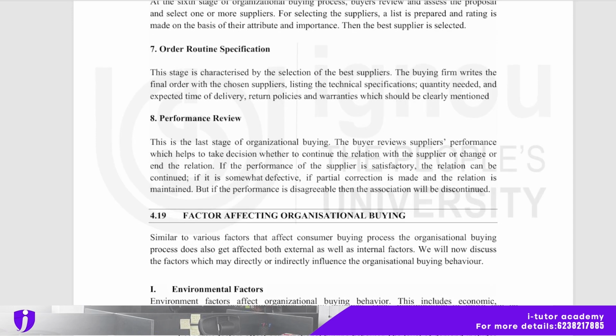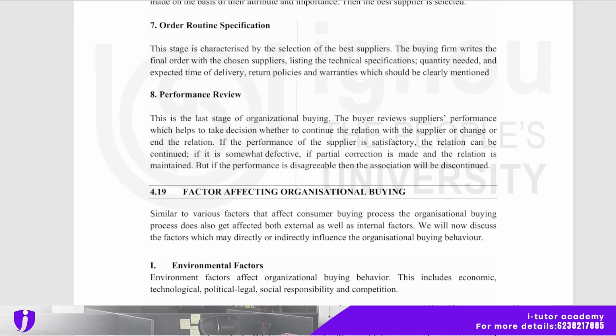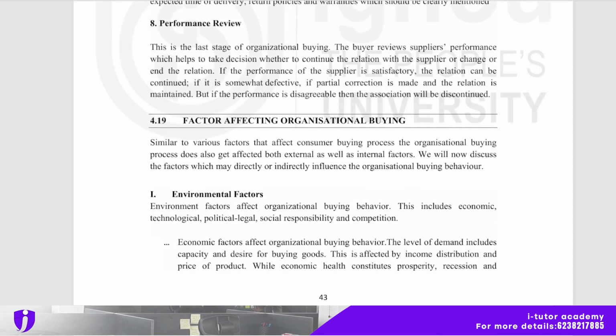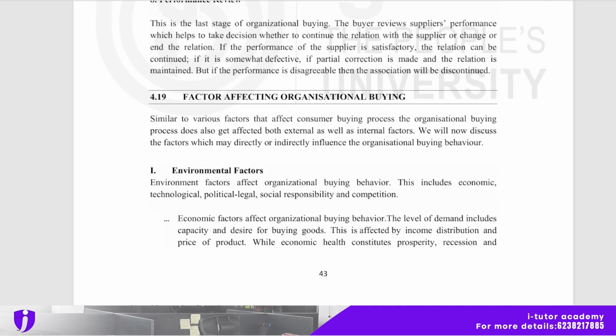Order routine specification. This stage is characterized by the selection of the best suppliers. The buying firm writes the final order with the chosen suppliers, listing the technical specification, quantity needed and expected time of delivery, return policies and warranties, which should be clearly mentioned. Next is performance review. This is the last stage of organizational buying. The buyers review suppliers' performance, which helps to decide whether to continue the relation with the supplier, change, or end the relation.